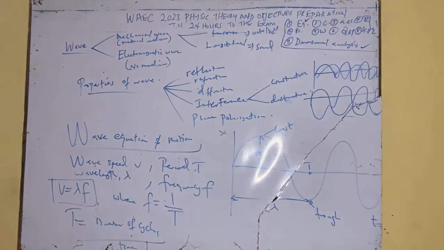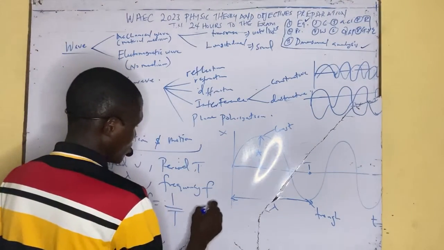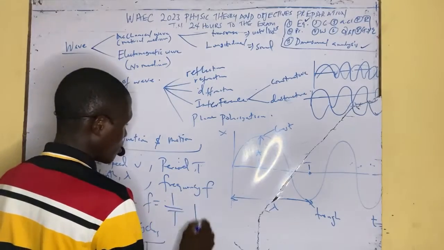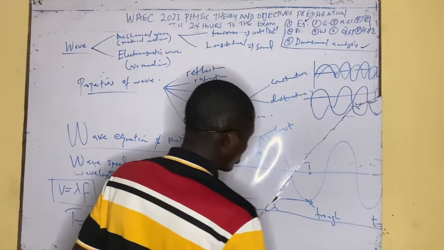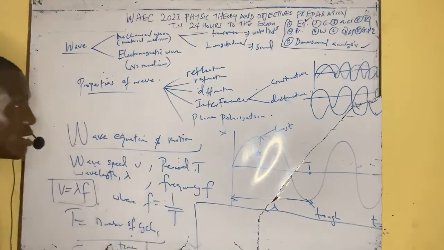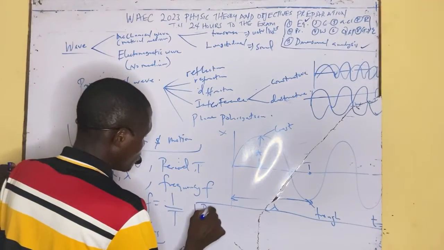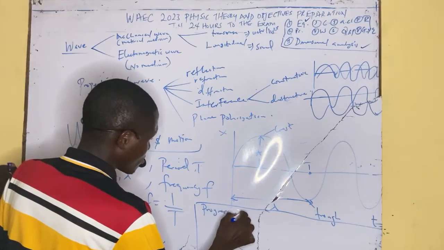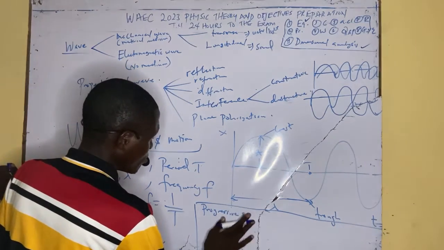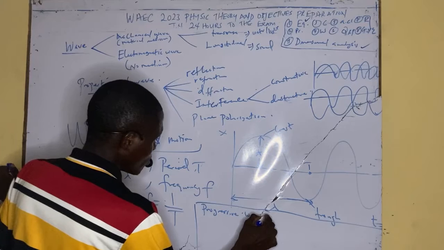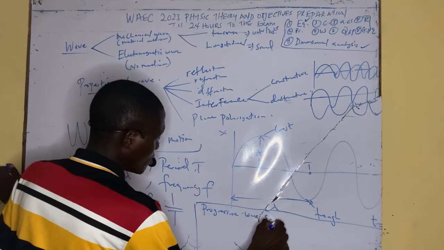Then there's also the progressive wave. The question of progressive wave involves huge workings. If I can go to workings, I will do some examples for you if time permits me. The equation of a progressive wave.